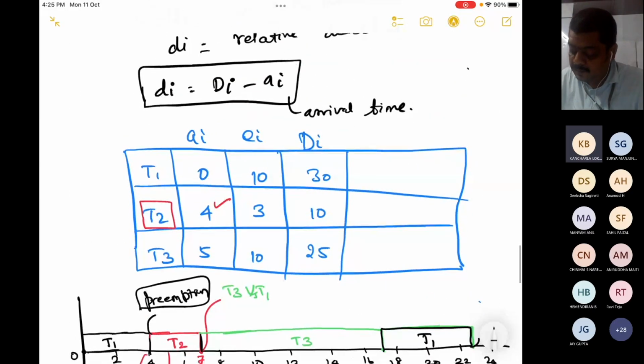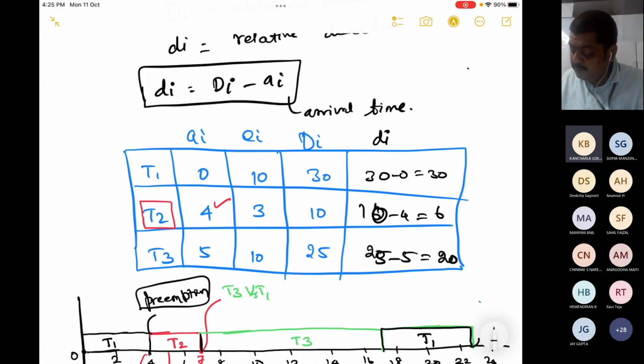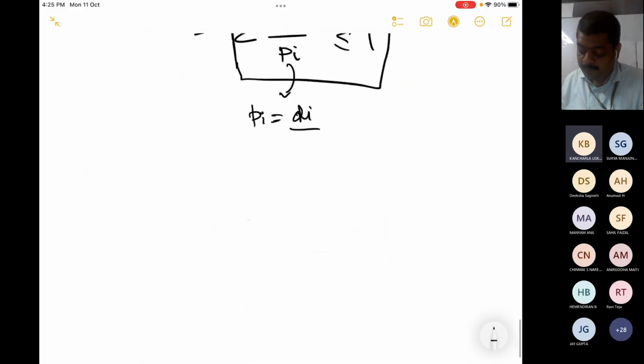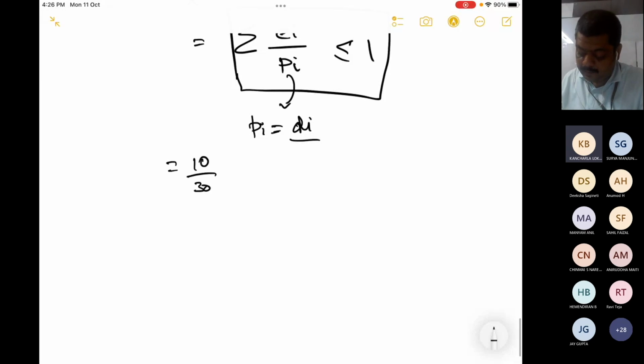So in this case, it will be 30 minus 0 equals 30, 10 minus 4 equals 6, and 25 minus 5 equals 20. These are the relative deadlines. Now Ei by Pi means 10 by 30 plus 3 by 6 plus 10 by 20.